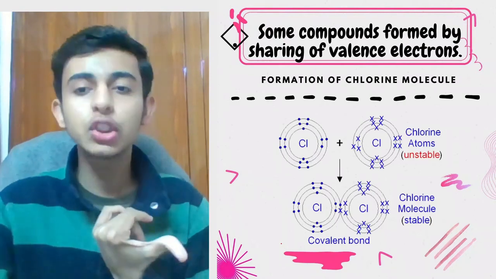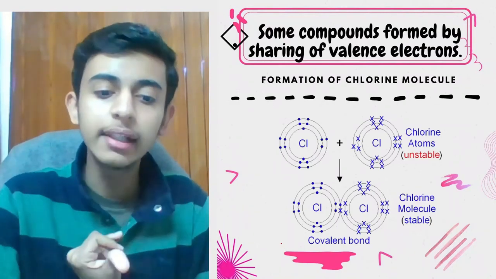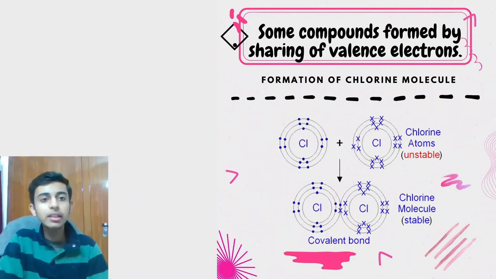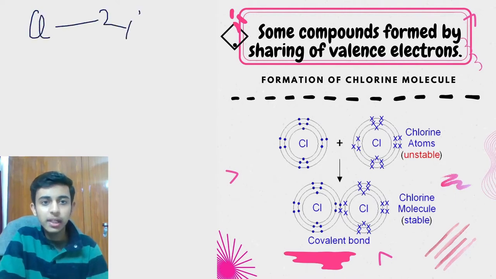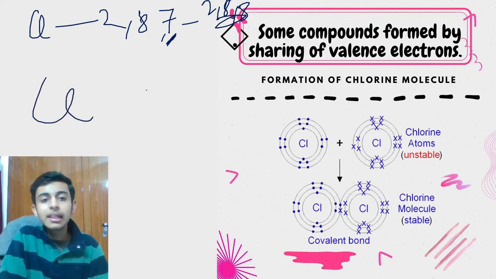Okay, now let's talk about the formation of the chlorine molecule. Let's try to understand that. You know chlorine's configuration is 2, 8, 7. So basically it needs one electron to complete its octet. So what happens is that two chlorine atoms combine together.